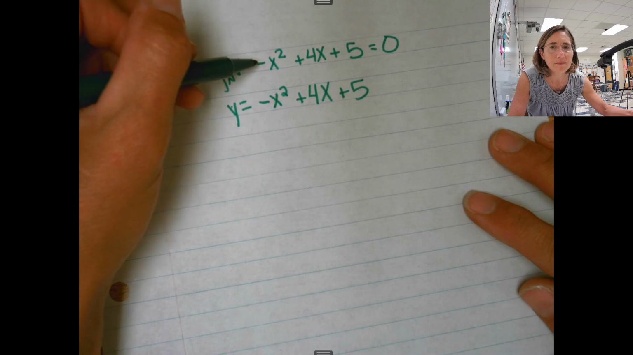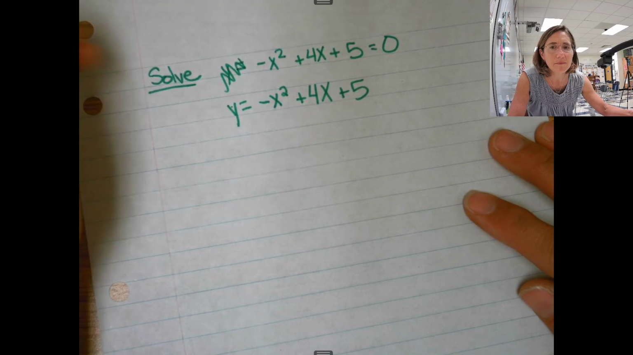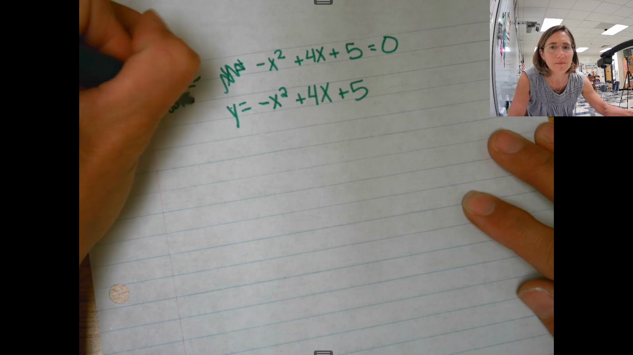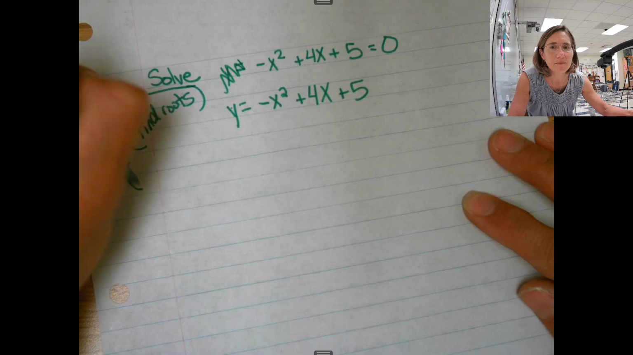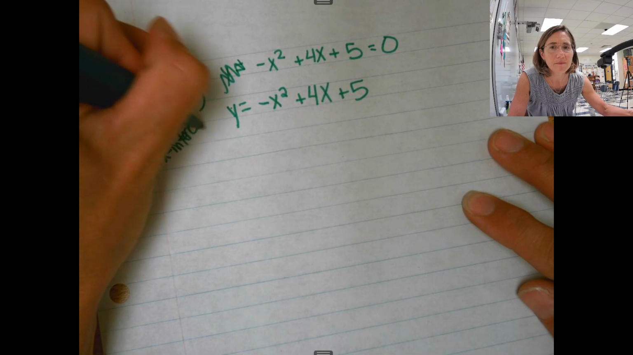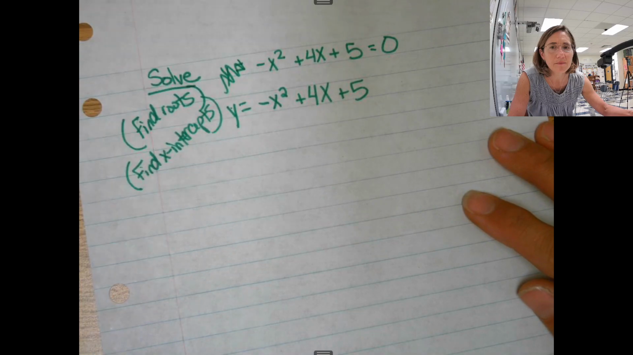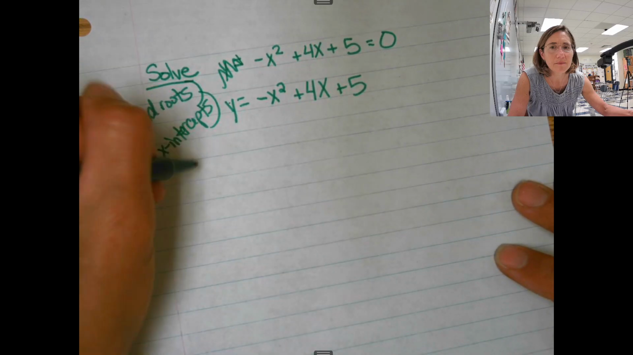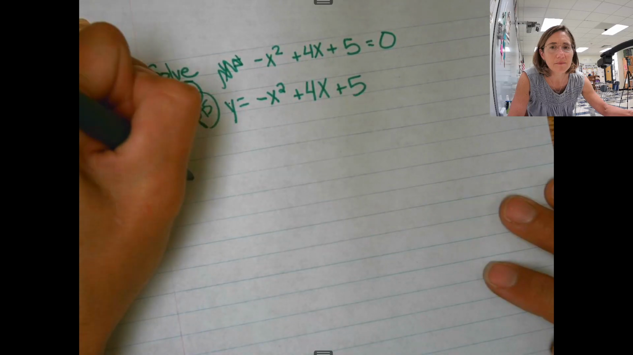So if I want to solve this, solve is going to be code word for find the roots, or you could also say find the x-intercepts. And you know other ways of solving quadratics besides graphing, but today what we're talking about is how can I use the graph to solve or find the x-intercepts or the roots, whatever words you want to use there. So that's what we're going to do for this. So let's first of all find the vertex, or find the axis of symmetry.